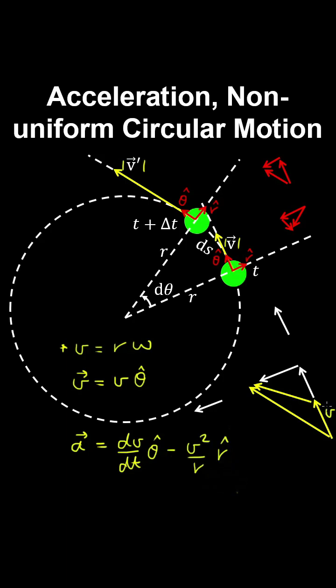So if this is the velocity at time t, and this here is our velocity at time t plus delta t, then by vector addition, this here is equal to the change in velocity. And note that the acceleration acts in the same direction as this vector dv. Therefore the acceleration has a component that points towards the center of the circle, and it also has this component which points in a tangential direction.